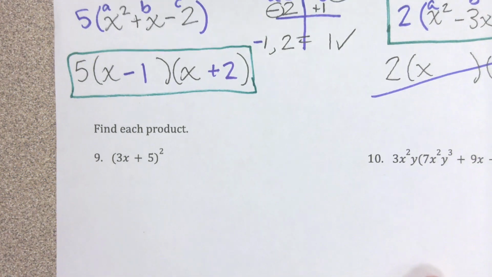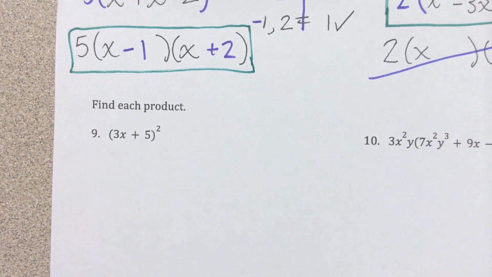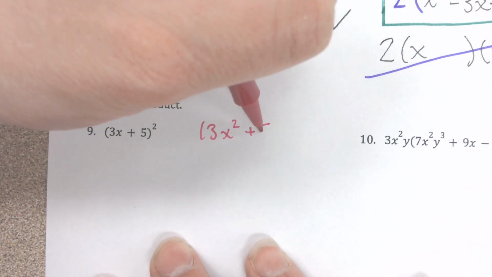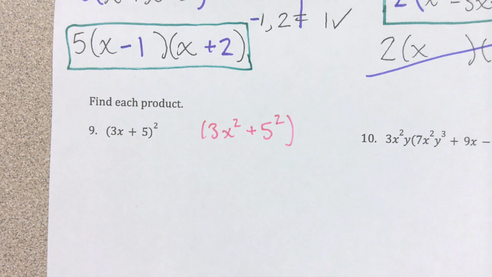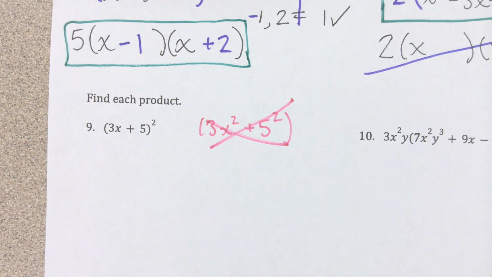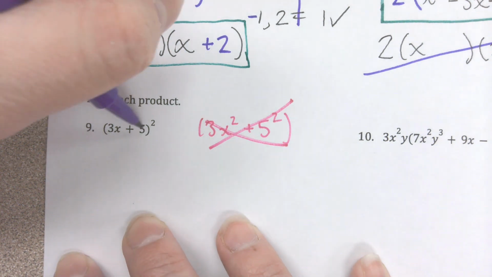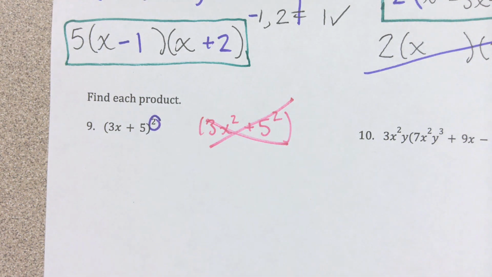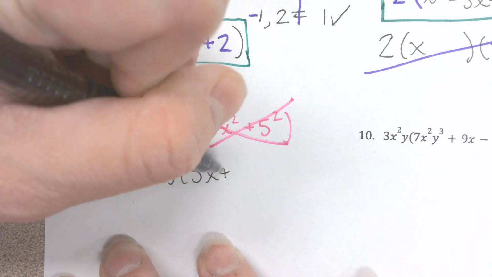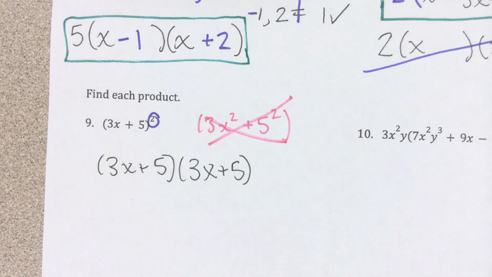Find each product. 3x plus 5 squared. Let me show you what we're not going to do. We don't distribute exponents. Nope, don't do that. Since that's not an option, what am I going to do? Split it up. That 2 is how many times you're going to write that set of parentheses, so twice. So we're going to have 3x plus 5 times 3x plus 5. That's what it means to square something, multiply it by itself.